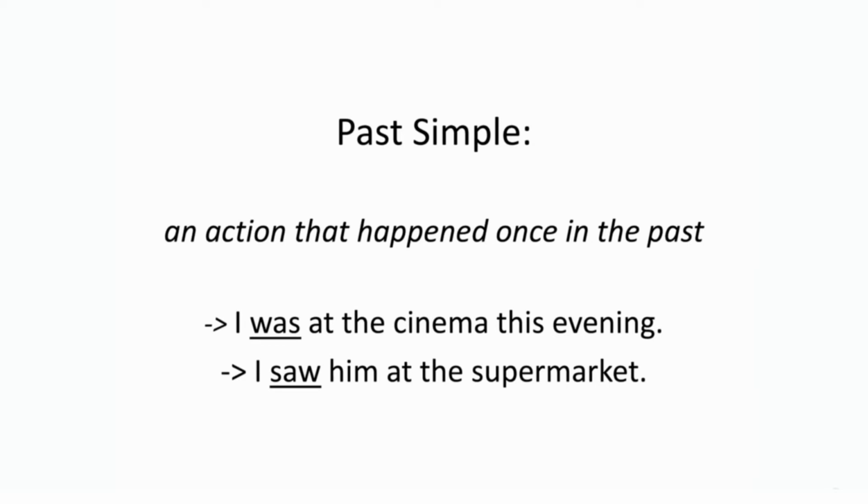Well done! Now we can move on with our lesson on the past simple tense. The past simple is used in 3 ways. To talk about an action that happened once in the past. I was at the cinema this evening. I saw him at the supermarket.